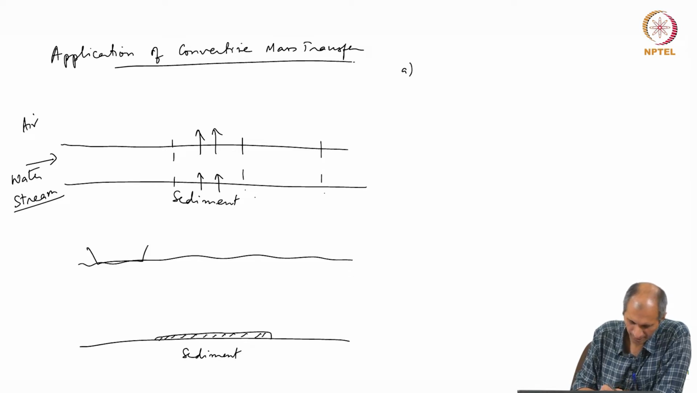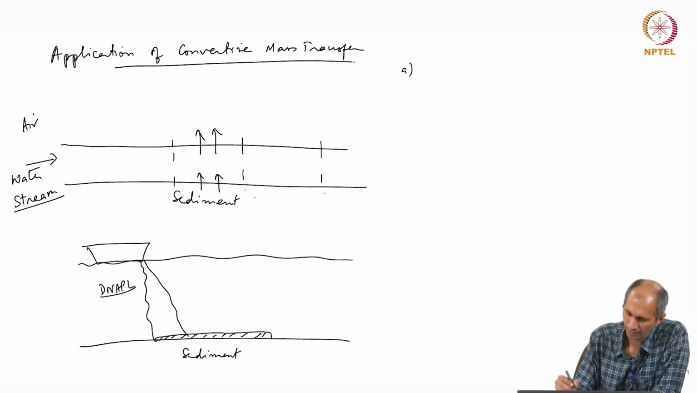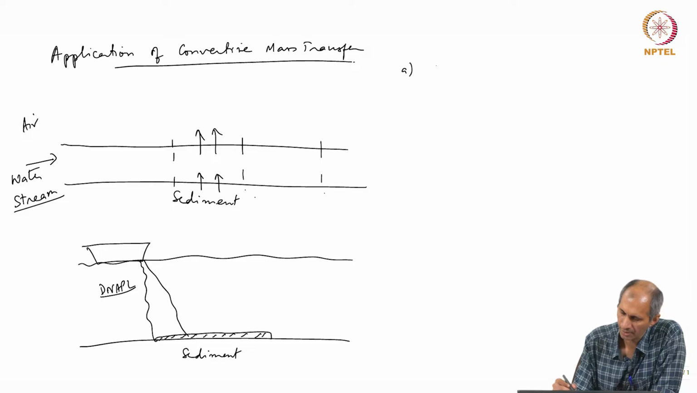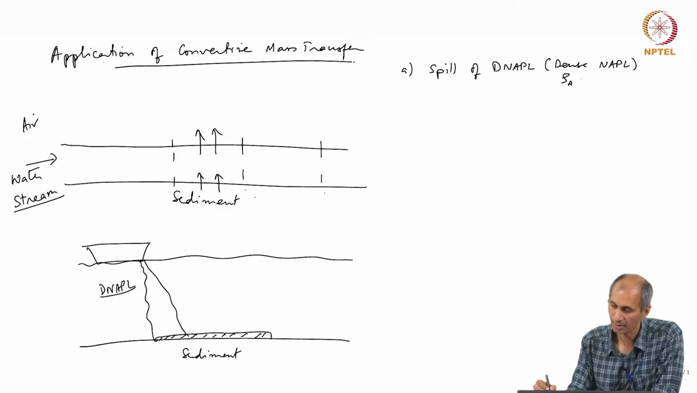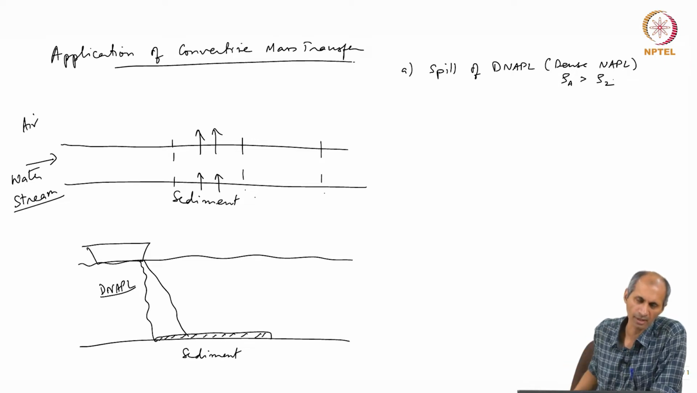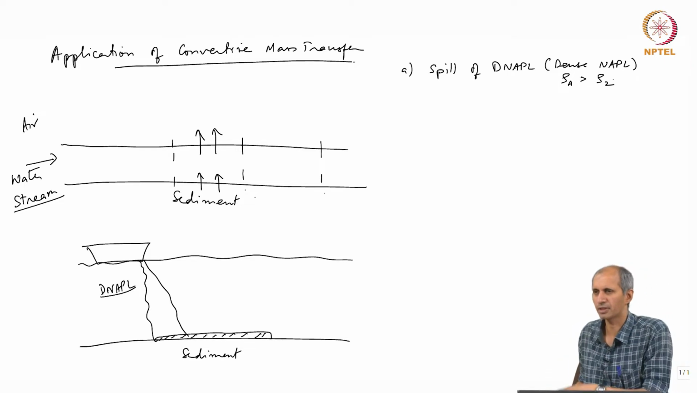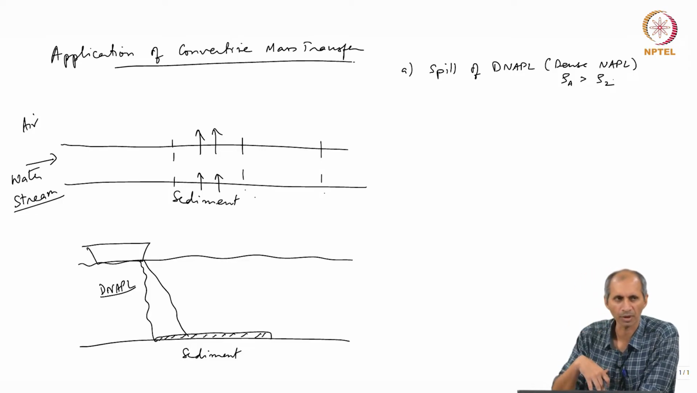This is the simplest case. Let us say that there is a barge that is dropping chemical, and this chemical is what we call a DNAPL, or a dense non-aqueous phase liquid. The problem itself can be stated as spill of DNAPL. Dense NAPL means the density of the chemical is greater than the density of water. Many chlorinated chemicals have densities greater than that of water. So if you drop it into water, it will sink very quickly, and it will settle down on top of the sediment, and from there mass transfer will occur over a period of time.